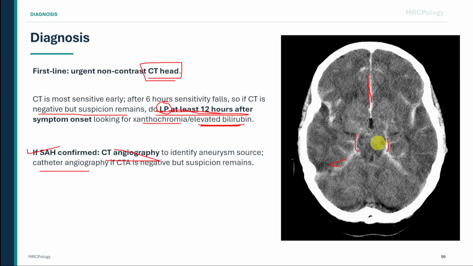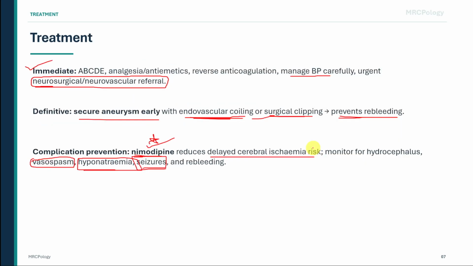A patient with confirmed aneurysmal subarachnoid hemorrhage is improving initially but deteriorates on day 7 with new focal neurological signs. What complications should you suspect, and what drug is used to reduce this risk? The answer is delayed cerebral ischemia due to cerebral vasospasm, and nimodipine is used to reduce that risk.